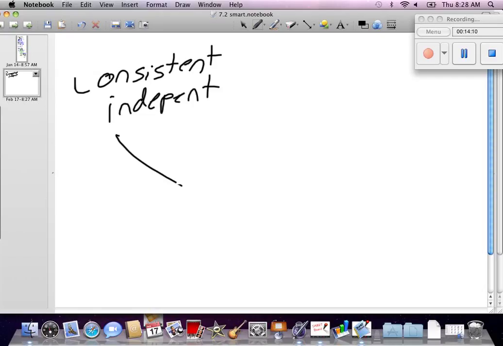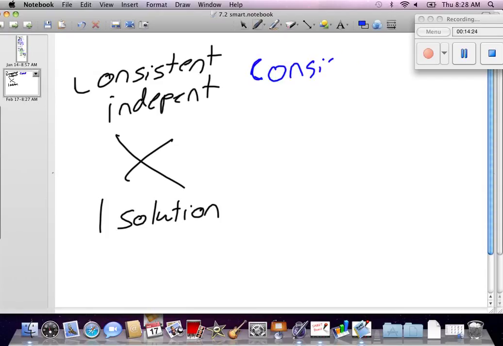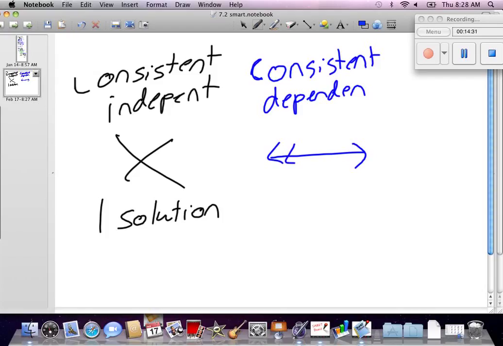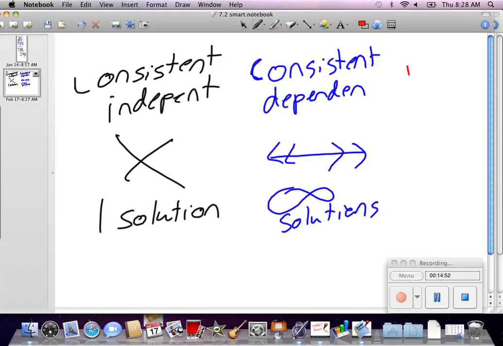Independent, looks like an X, one solution. Okay? And then we've got consistent, dependent, which looks like two overlapping lines. I call it the genie, because if each of my lines align, they overlap each other, look like a genie. Consistent, dependent. It has infinite solutions. Remember we talked about infinite before. And then we've got inconsistent, which looks like two parallel lines.